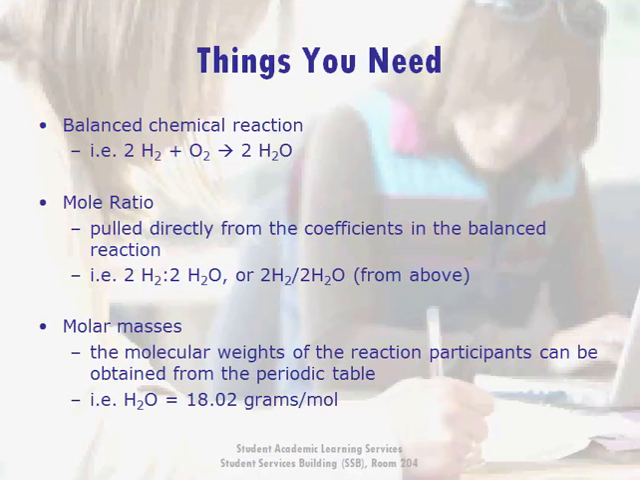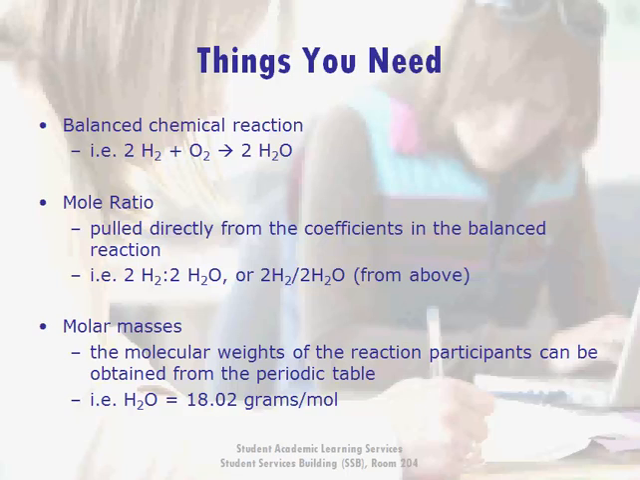Here's just a reminder of some of the things you need to have and understand before attempting to solve stoichiometric problems. First and foremost, you need a balanced chemical equation. If, in your problem, you're given an unbalanced equation, then you will need to use a method to balance it before you proceed. For assistance with balancing chemical reactions, please see the videos supplied on the Student Academic Learning Services website. Secondly, you will need a mole ratio at some point or another in your conversions.